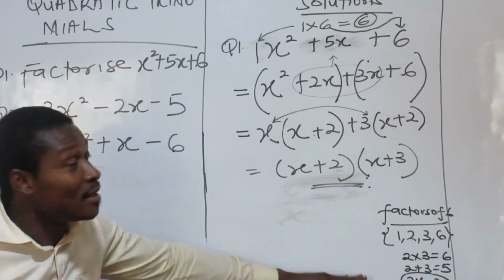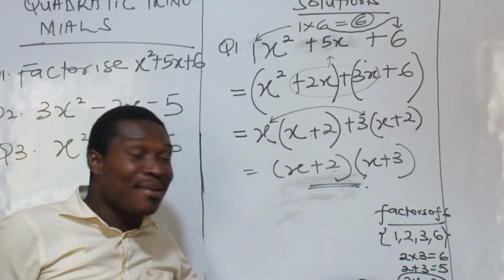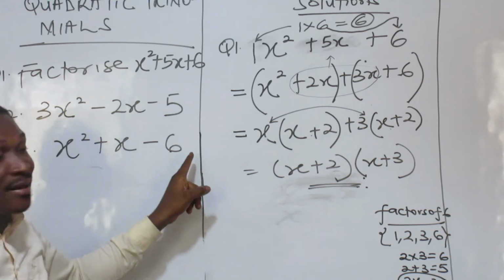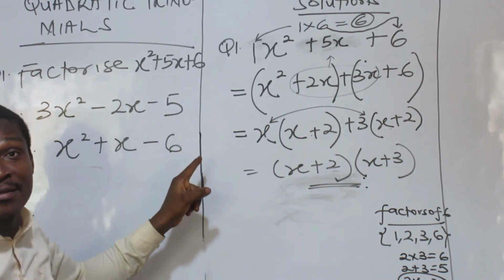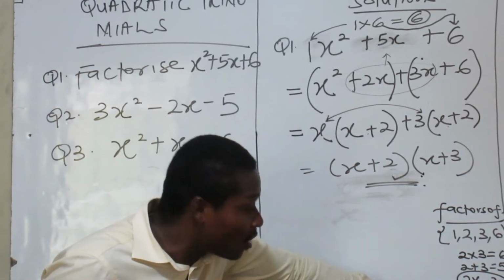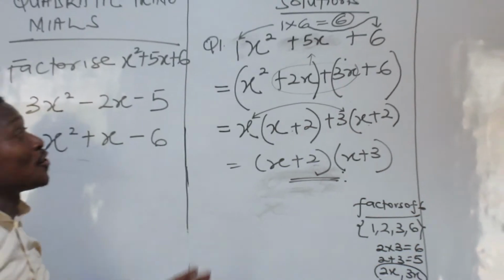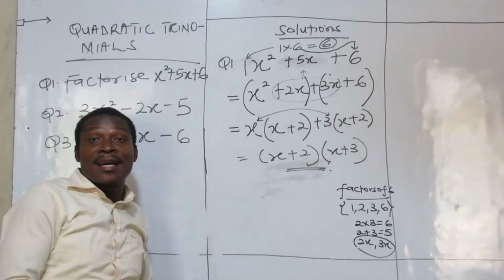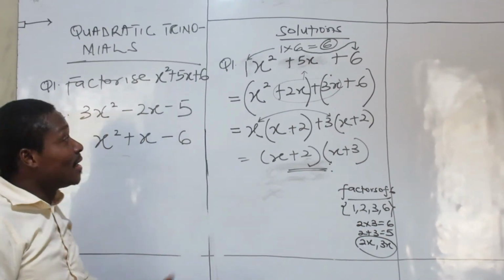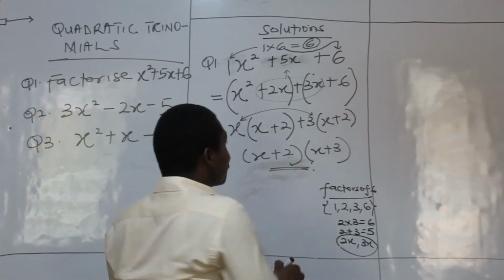And remember, when you are testing the factors and the factors are not compatible, please don't put them in. That has been the problem with most students. Just make sure all these factors are correct and in order. Just put them in and the answer will come. So that is solution number 1.